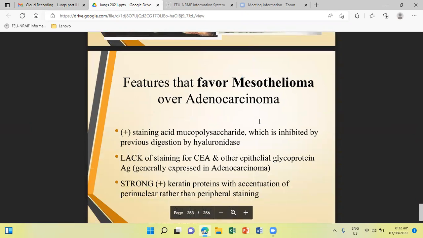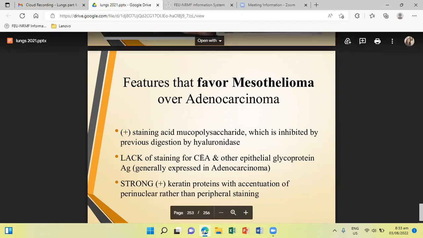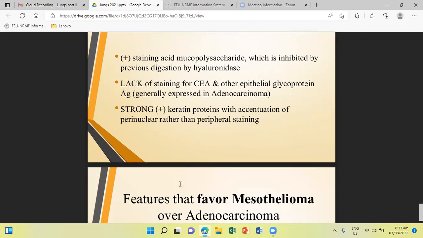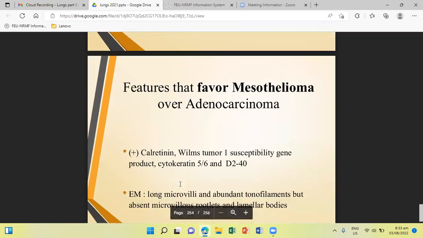So, this is an example of what I'm trying to explain. The different stains will tell you if it is favoring mesothelioma over adenocarcinoma. So you can request for CEA, you can request for keratin, and the expected results are stated.